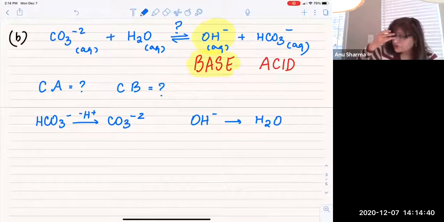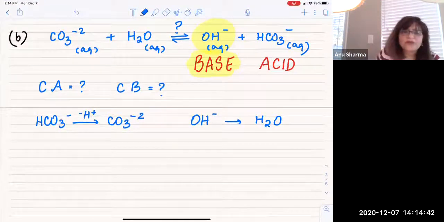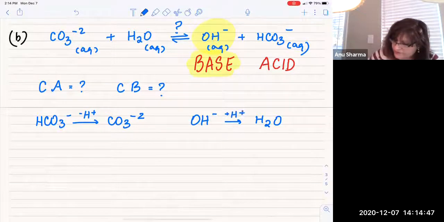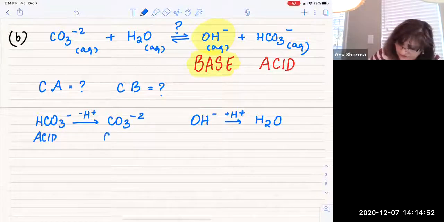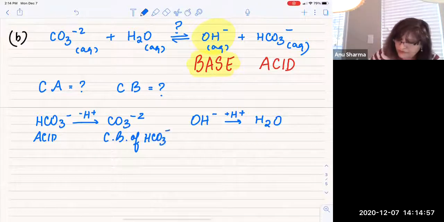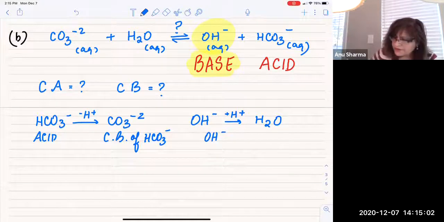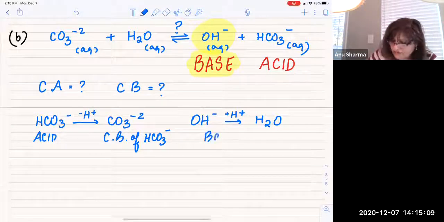Okay, here's your OH ions and the water. So OH ions add that one hydrogen ion. If this is acting as an acid, this is the conjugate base of HCO3 negative. The OH ion is acting as a base. That means the water is the conjugate acid of OH ions.